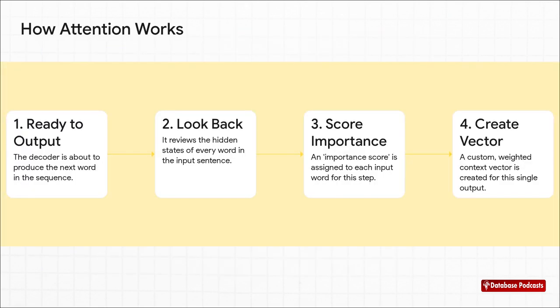And how it works is just beautiful. Okay, picture this. Right before the decoder is about to spit out a new word, it stops. It looks back at the encoder's notes for every single word in the original sentence. Then it asks itself, for the specific word I'm about to write, how important is each of these original words? It gives each one an importance score, and then it builds a brand new custom context vector just for this single step, putting more weight on the input words that got a higher score.